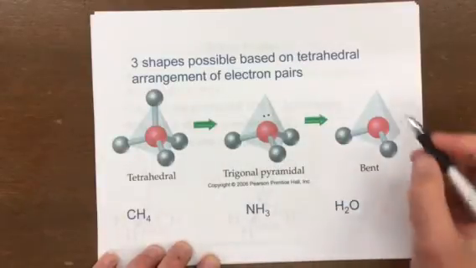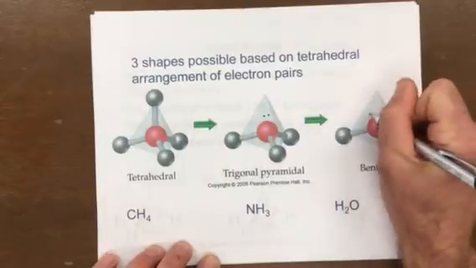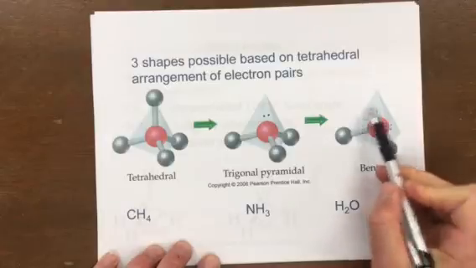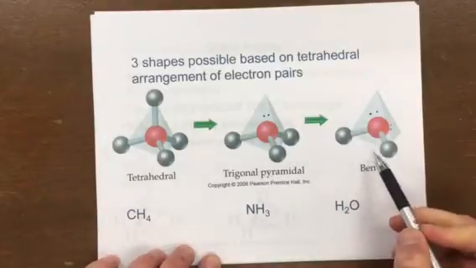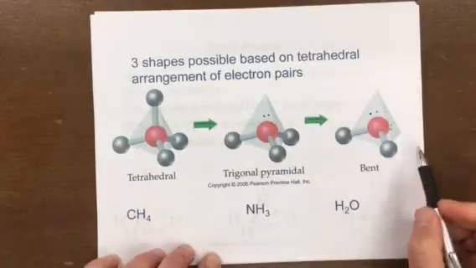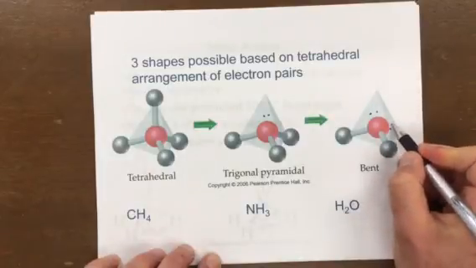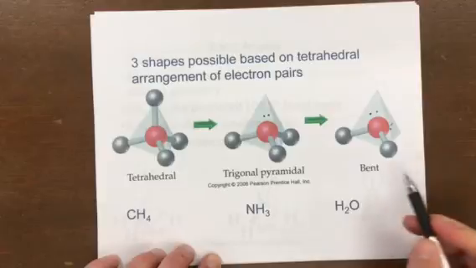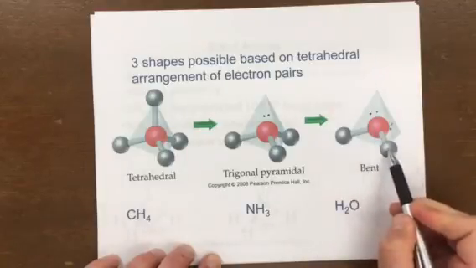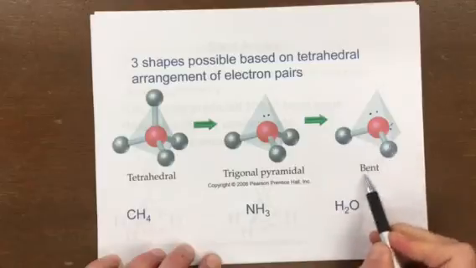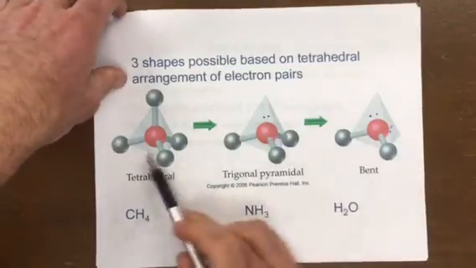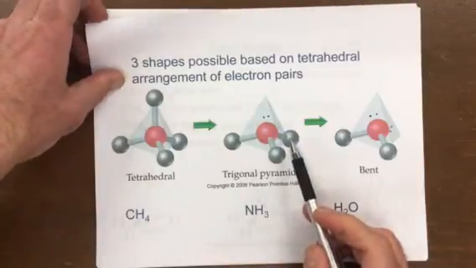And then water, remember we had 2 bonding domains and 2 non-bonding domains. So it's still based on the tetrahedral arrangement. The underlying structure still has the electron domains 109.5 degrees apart. But since 2 of these are non-bonding domains and 2 are bonding, the shape you can actually see with the atoms, the molecule, would be this bent shape. So all 3 of these shapes are based on the tetrahedral arrangement.